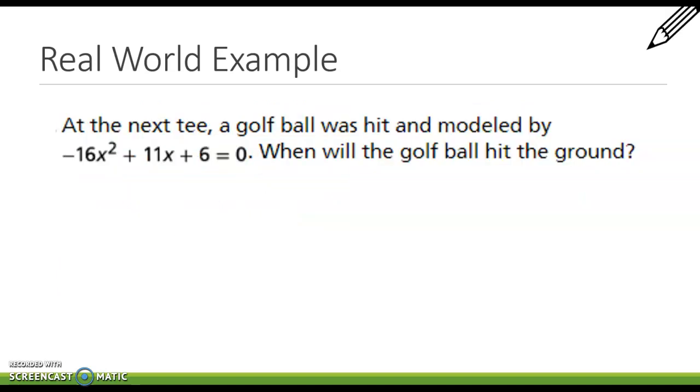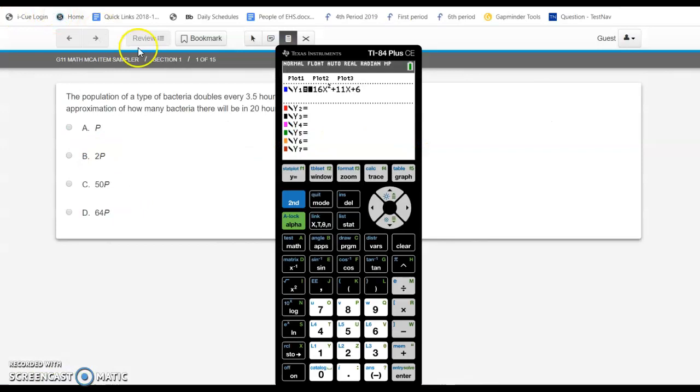This is another golf ball question. I want you to take a minute, pause the video, and then try to solve this one with your calculator. Okay, here's the equation. I've typed it in, and when I graph it, I get a parabola. I'm now in a standard window. If you ever lose that standard window, you can do zoom standard. The 6th one down gives you that standard window back.